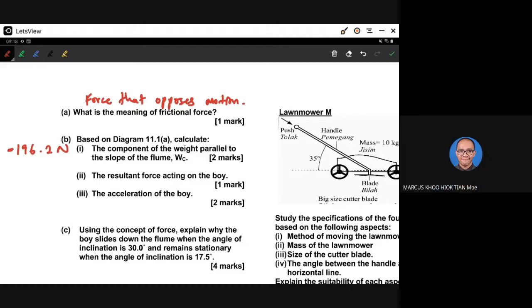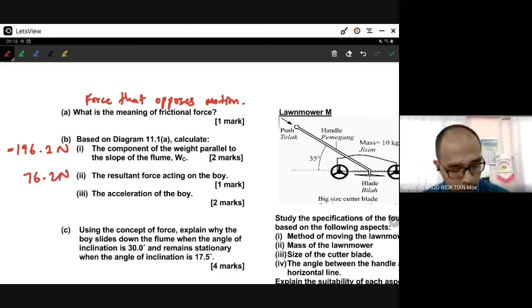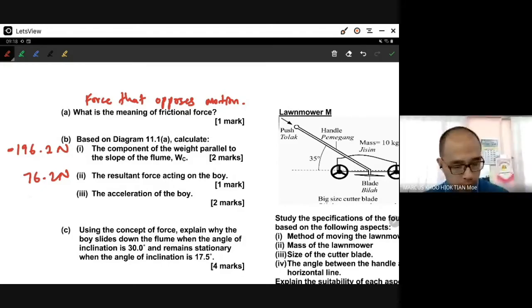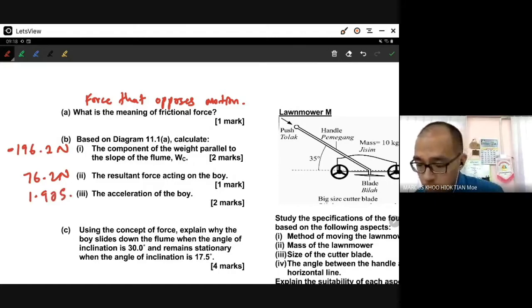Okay. Resultant force. Continue. 76.2 newtons. 76.2. Acceleration. 1.905. Yes. Okay, 1.905 meters per second squared.